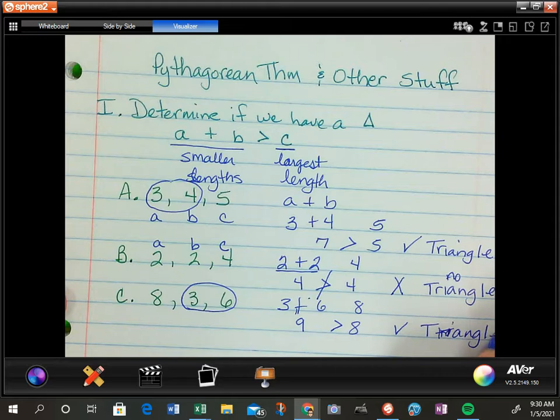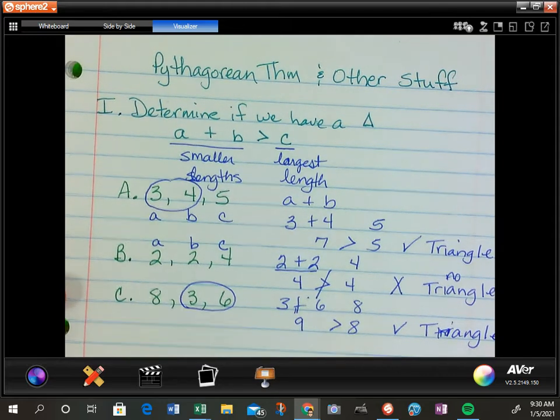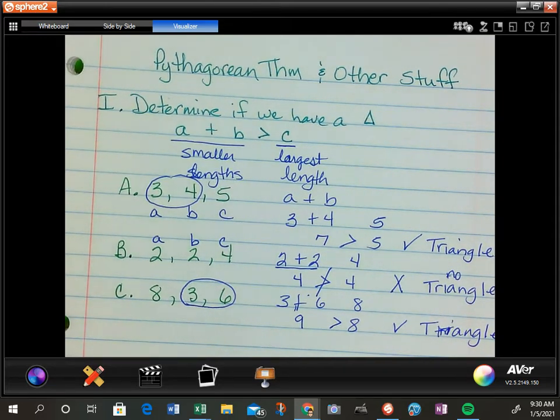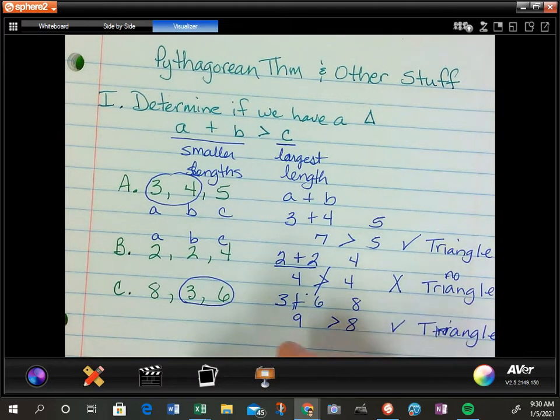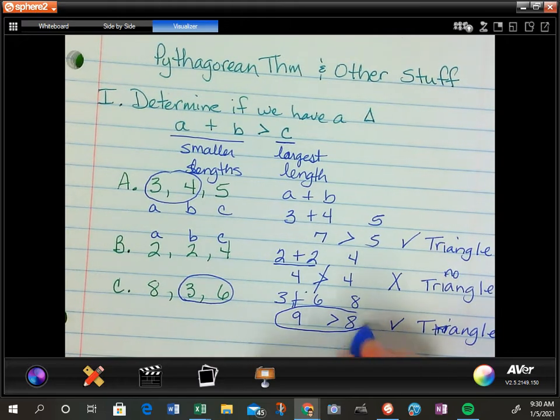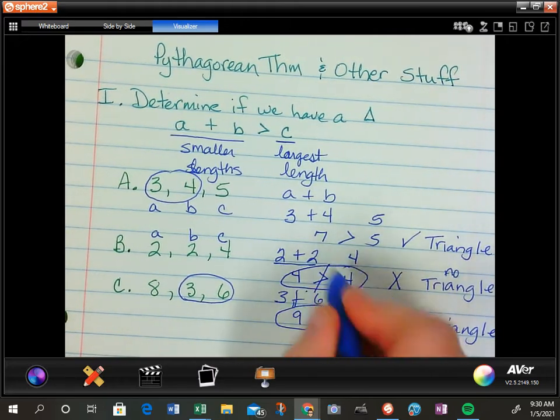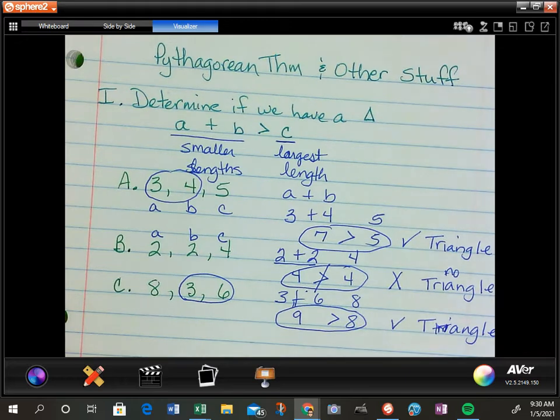Can't spell. All right? Pretty easy, right? Just add and compare. I'm going to circle the ones that we did. Okay, number 2.